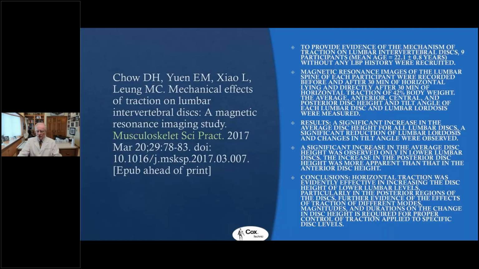So we look at the work of Chow. His conclusion, published here in Musculoskeletal Science and Practice, is that horizontal traction is evidently effective in increasing the disc height in the lower lumbar levels, the areas that you and I treat all day as clinicians. It is important that we relieve spinal stenosis in the protocol 1 radicular patient, moving on to protocol 2 if they don't have radicular pain or the radicular patient attains 50% improvement. This is an important paper to document why we practice as we do.